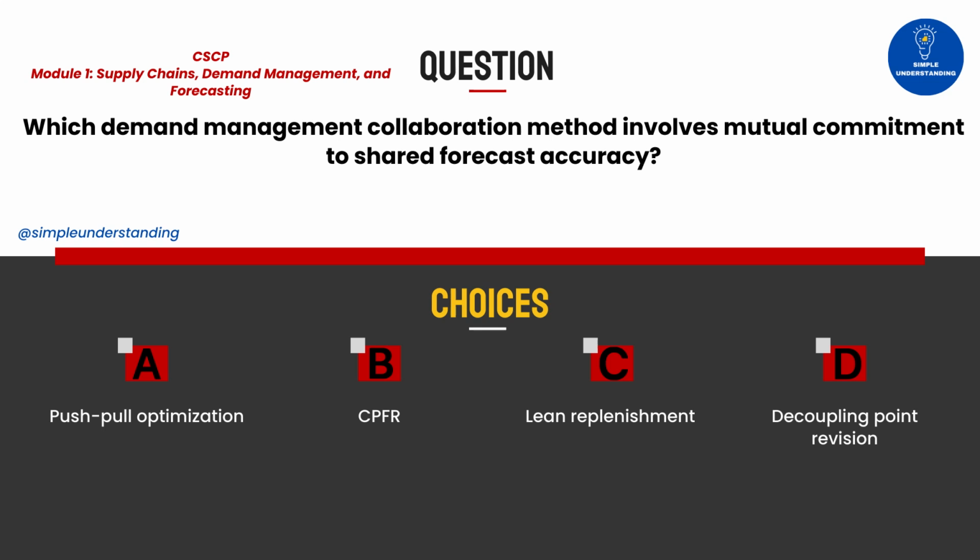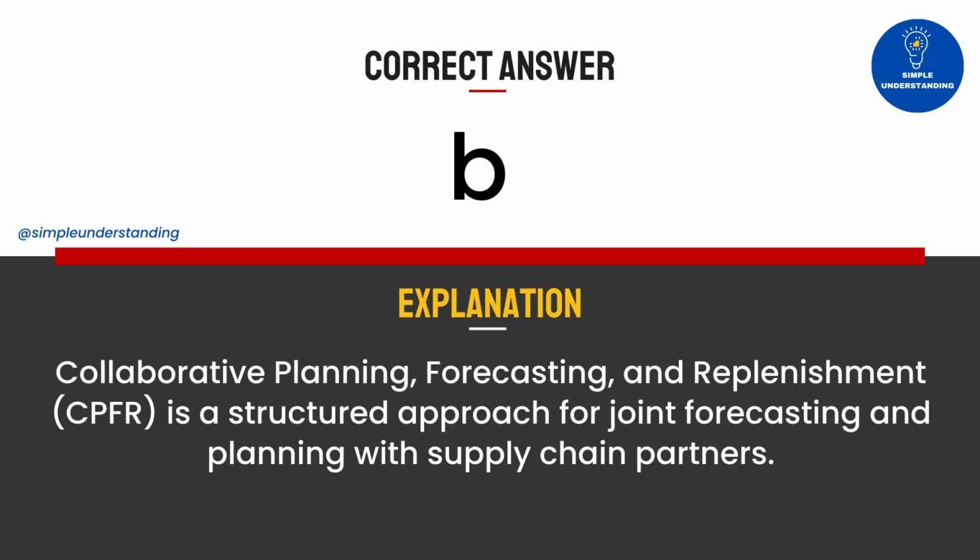12. Which demand management collaboration method involves mutual commitment to shared forecast accuracy? A. Push-pull optimization. B. CPFR. C. Lean replenishment. D. Decoupling point revision. Correct answer, B. Explanation. CPFR, collaborative planning, forecasting, and replenishment, promotes shared planning and data transparency.